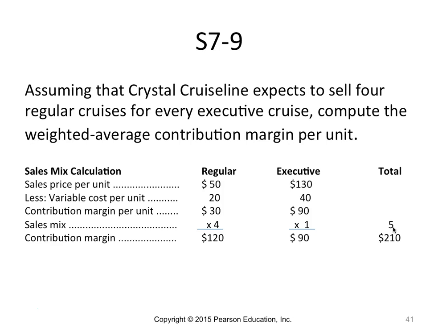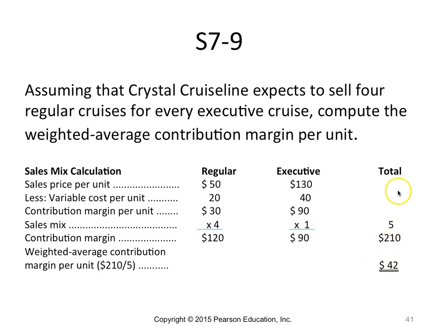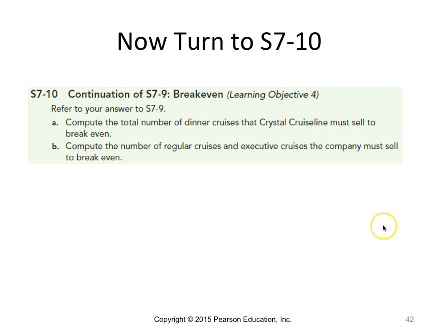Oh no, let's divide. That's units. Okay, 42. Sorry, it's 42. 210 divided by 5 is 42. So 42 will be the average unit contribution margin.